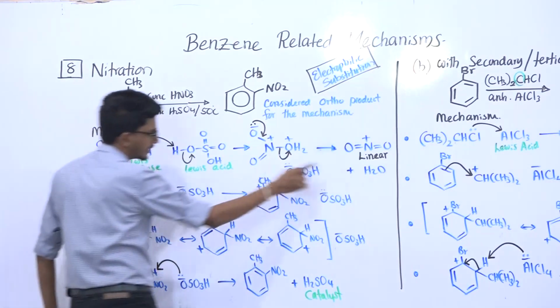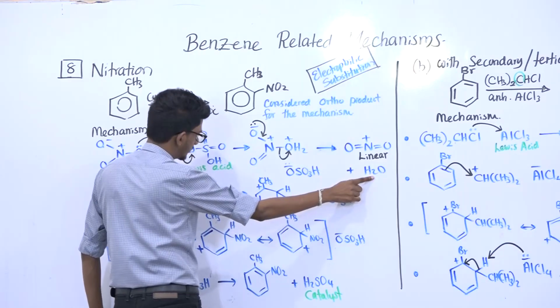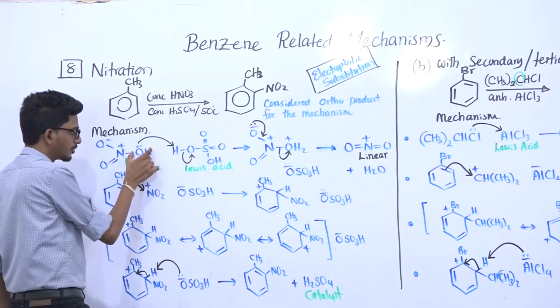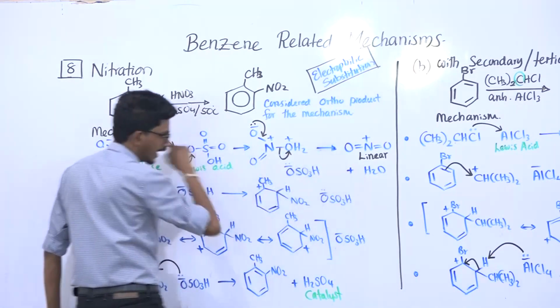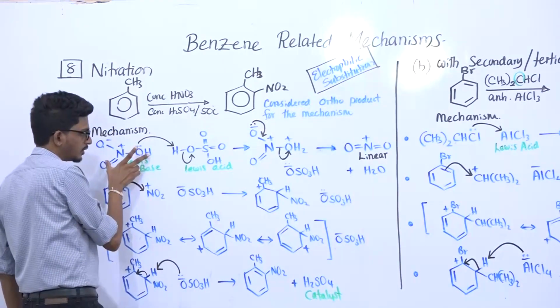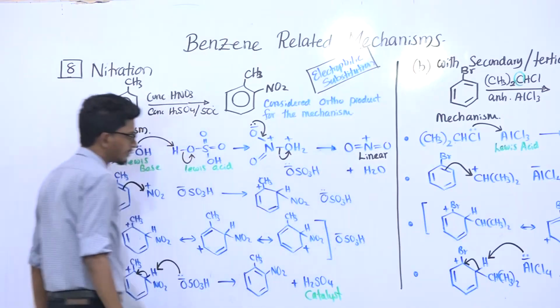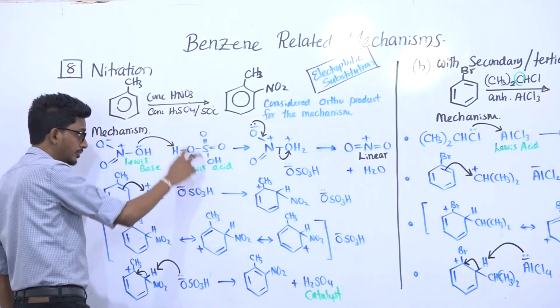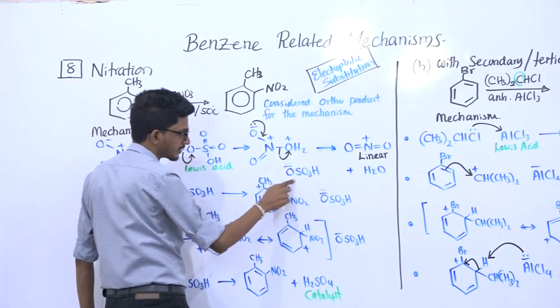That is how you have produced the H2O. H from here, OH- from here, producing the H2O. And the remaining stuff after releasing OH- from this one, you will come up with this NO2+, and after releasing H plus from this, you will come up with the HSO4 minus.